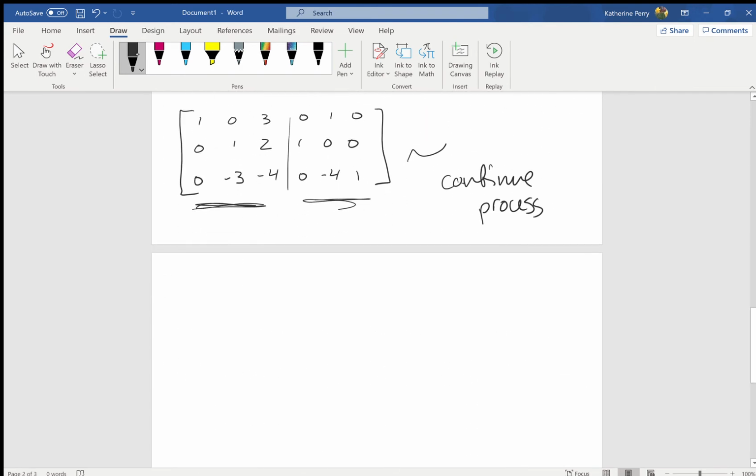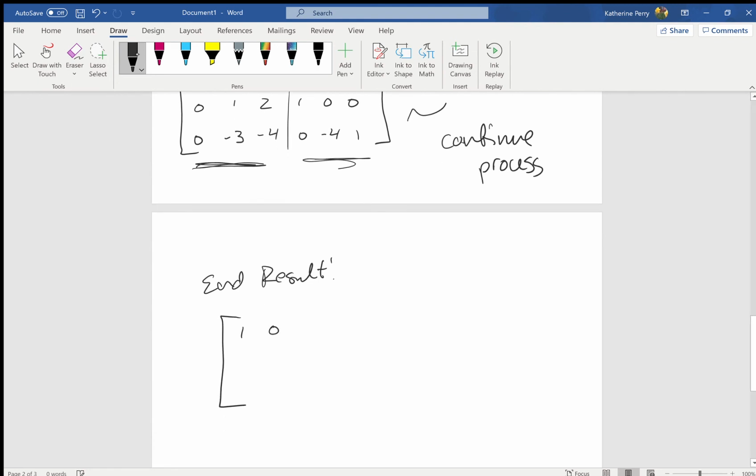what I end up getting is the following. So end result. And I end up with an identity on my left side, and that's because A is invertible. So A row reduces to this, which means it has a pivot position in every row. If I wanted to solve the matrix equation AX equals 0, the only solution would be the trivial solution. All of these things from the theorem are true. I know that just because I can row reduce A to my identity matrix.